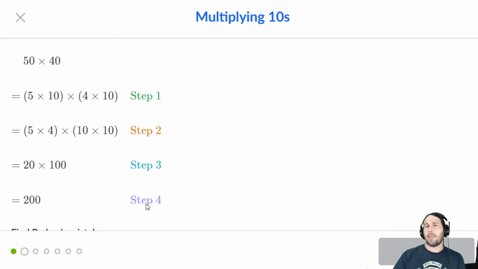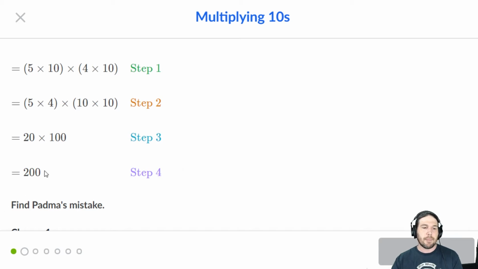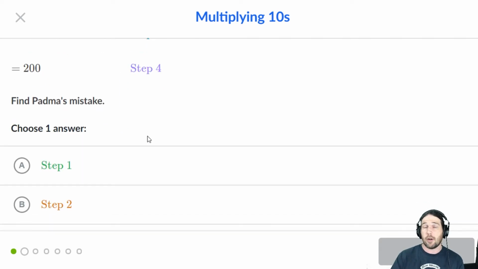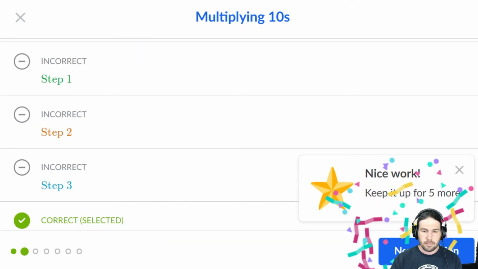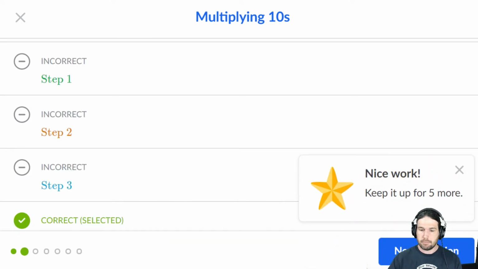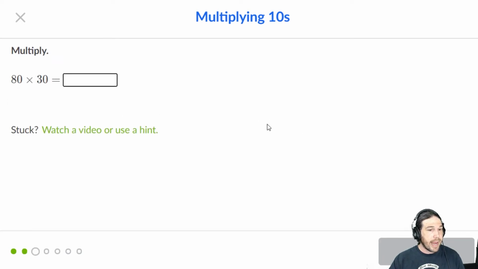Oh, tripped up at the very, very end, at the very finish line. In step 4, her answer should have been 2,000 instead of 200. Again, easy mistake to make, would not mark it very much down on an exam, if at all. Step 4 is the mistake. 80 times 30 is 2,400.